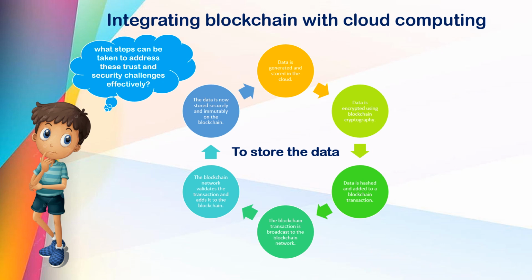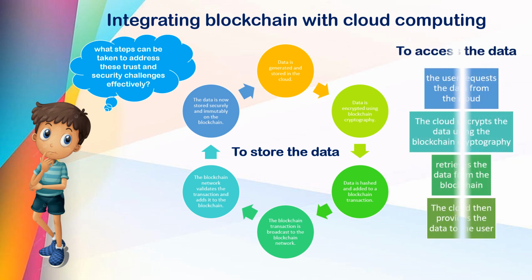The first step is that the data is generated and stored in the cloud, and the data is encrypted using blockchain cryptography. The same data is hashed and added to a blockchain transaction, like you can see in the diagram. The blockchain transaction is then broadcast to the blockchain network. The blockchain network validates the transaction and adds it to a blockchain. The data is now stored securely and immutably on the blockchain.